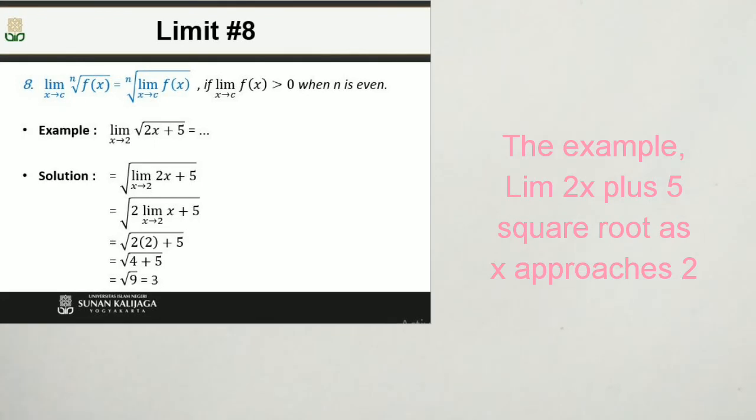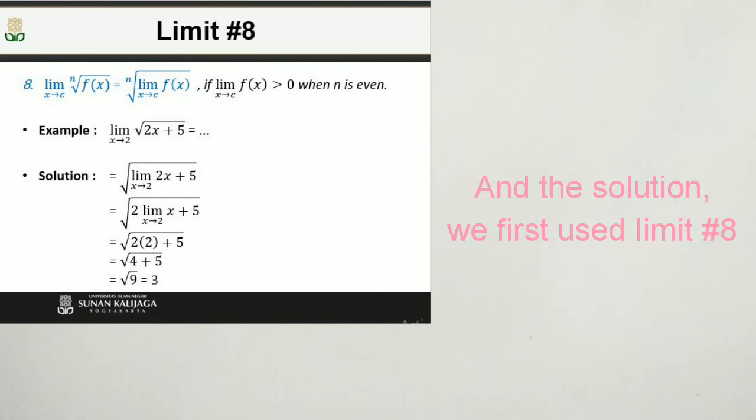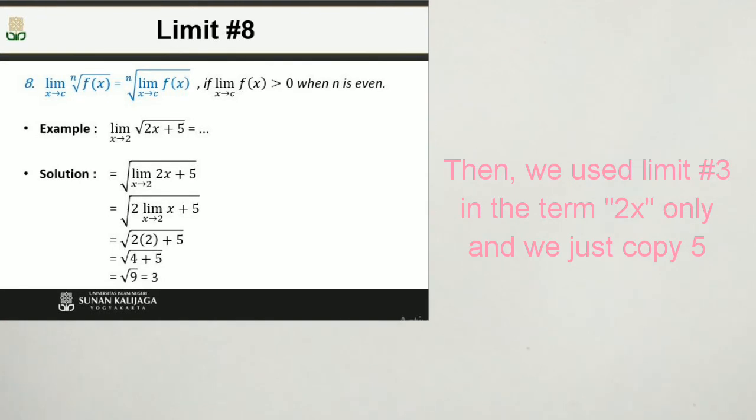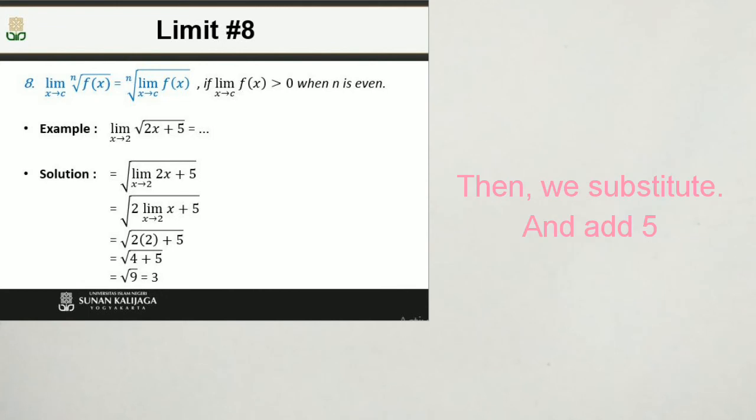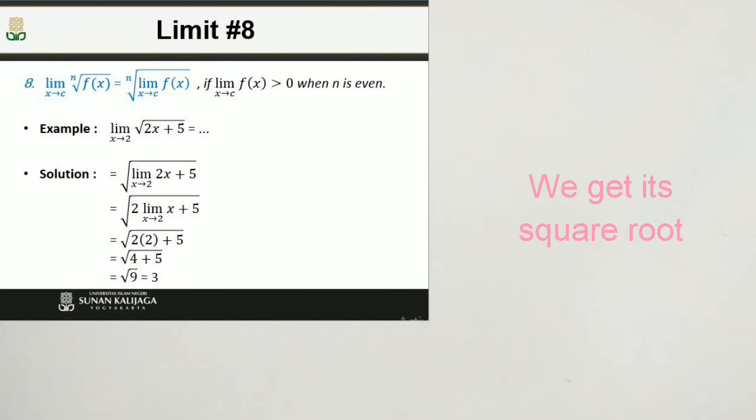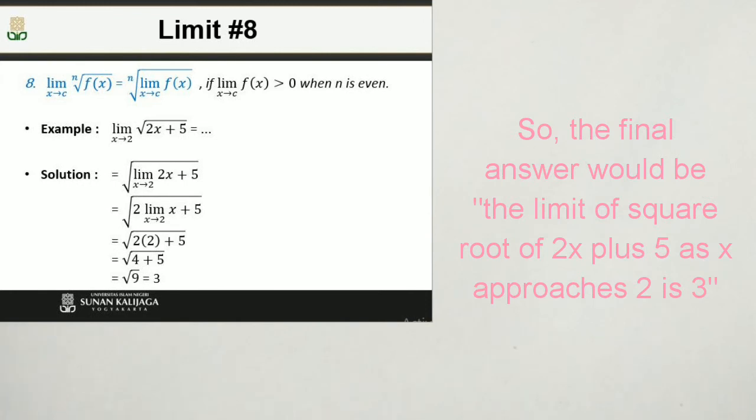The example, limit of the square root of 2x plus 5 as x approaches 2, and the solution, we first use limit 8, then we use limit 3 in the term 2x only, and we just copy 5. Then we substitute and add 5, we get its square root. So the final answer would be the limit of the square root of 2x plus 5 as x approaches 2 is 3.